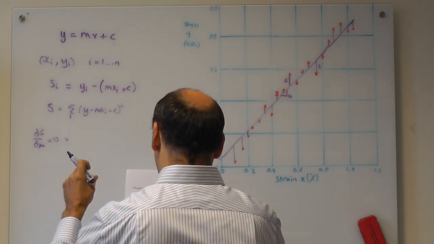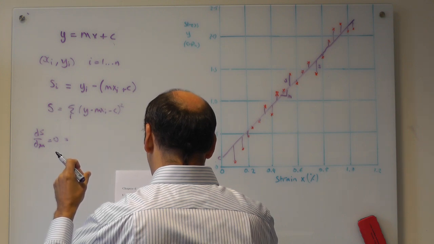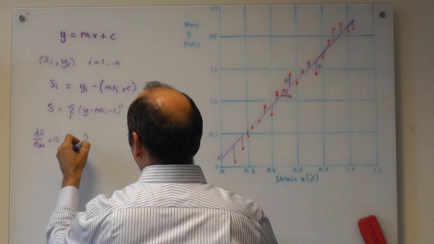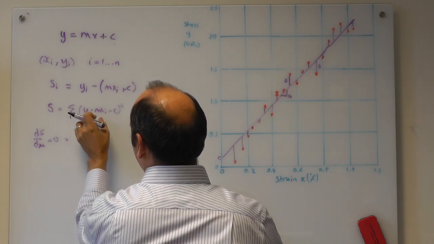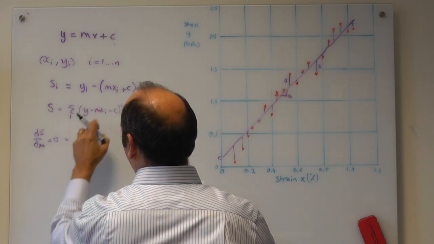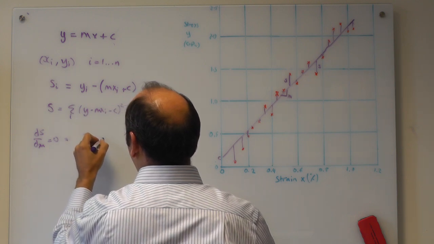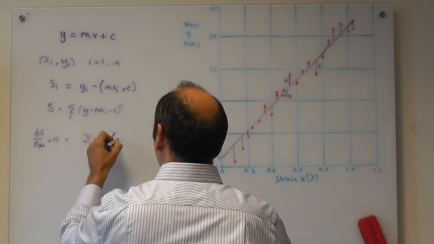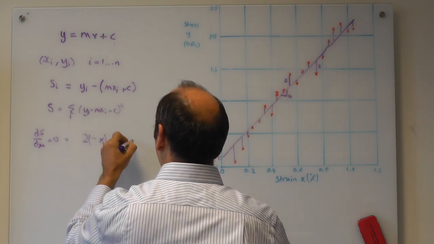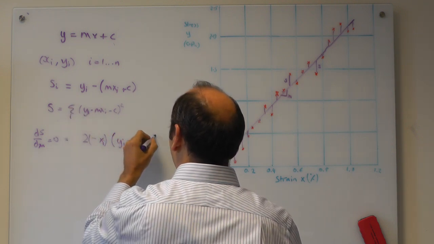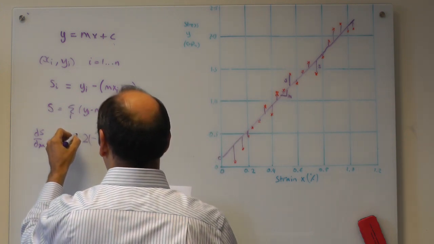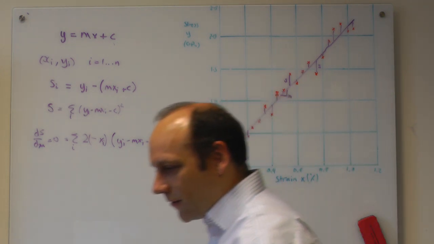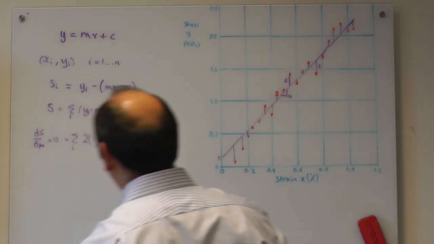2. When we multiply this out, we've got to do 2, and then we differentiate the bracket, so that gives us a minus x with respect to m, and then we're going to get yi minus mxi minus c. And we have to do a sum of all of that over all i. So that's our equation for m.